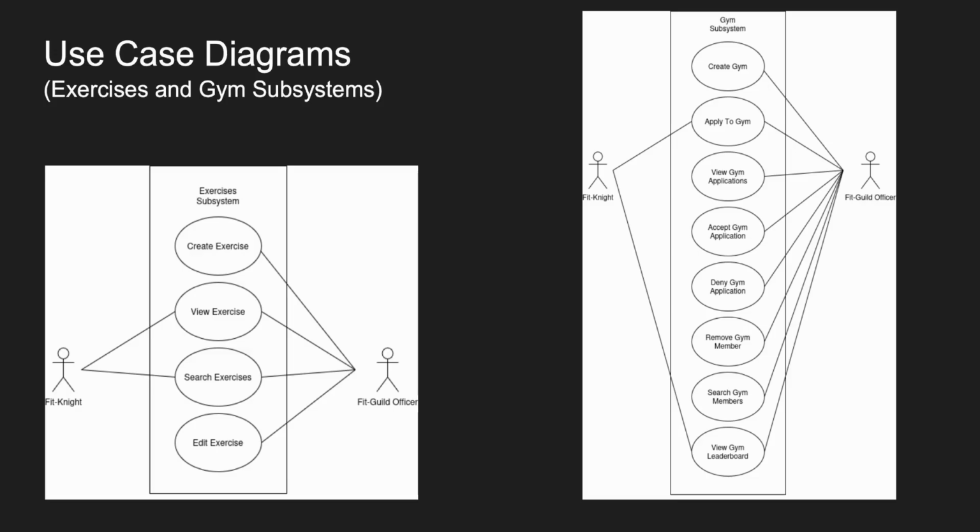So this covers the use cases for the exercises subsystem and the gym subsystem. On the left here, we have our exercise subsystem, where a Fit Knight can search and view exercises, while the Fit Guild officer can create, view, search, and edit exercises. And then on the right here, for the gym subsystem, a Fit Knight can apply to a gym and view the gym leaderboard, while the Fit Guild officer can create that gym, view the gym applications, accept gym applications, deny gym applications, remove a gym member, search gym members, and view gym leaderboards. And it's also intended for them to be able to apply to a gym as well, because we don't want to limit the Fit Guild officers to just the owner role.